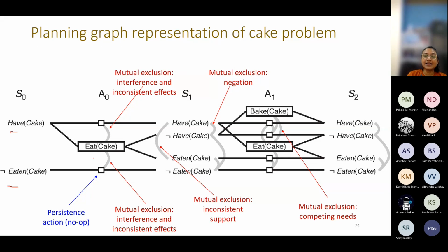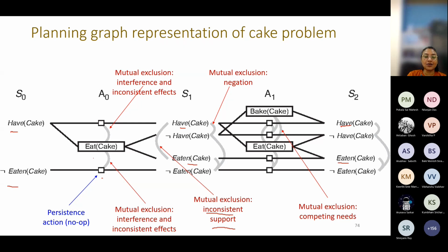And these are the actions. These are the persistence actions. These gray arcs are the different mutexes, which are interference. In this case, it is interference and inconsistent effect. Then half cake and eaten cake are mutually exclusive for inconsistent support, which means all ways of achieving these two propositions in the previous state are mutex. But note that half cake and eaten cake are not mutex in S2.